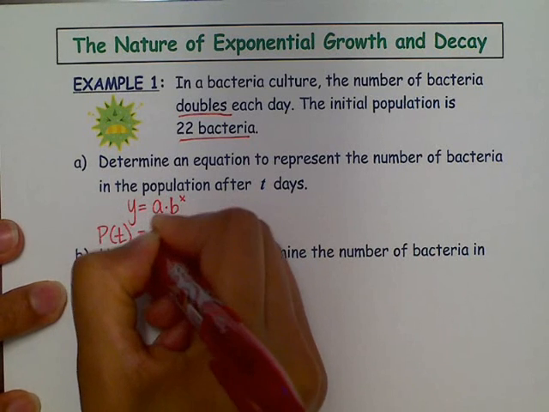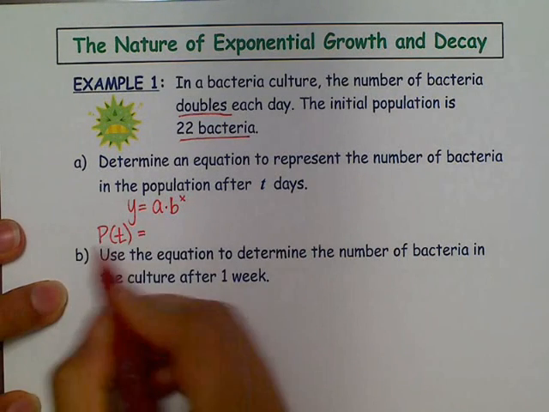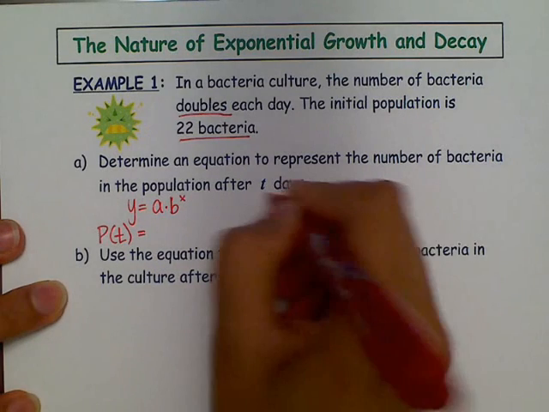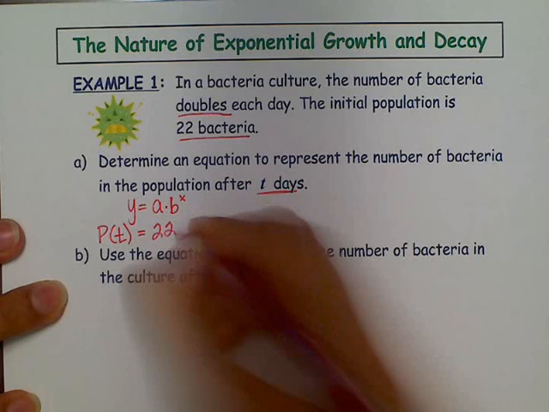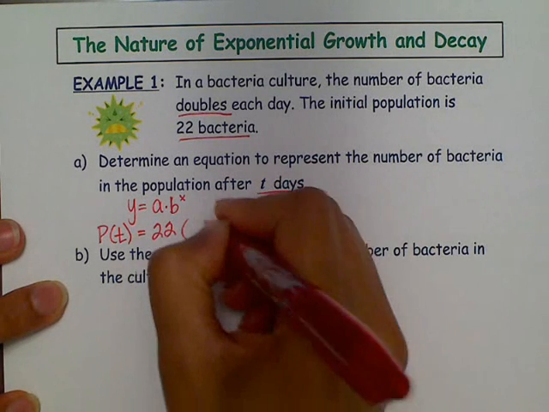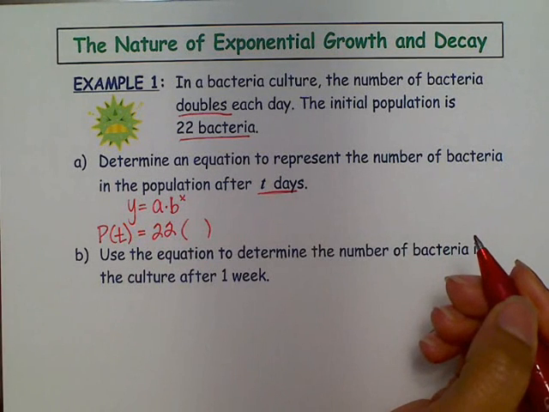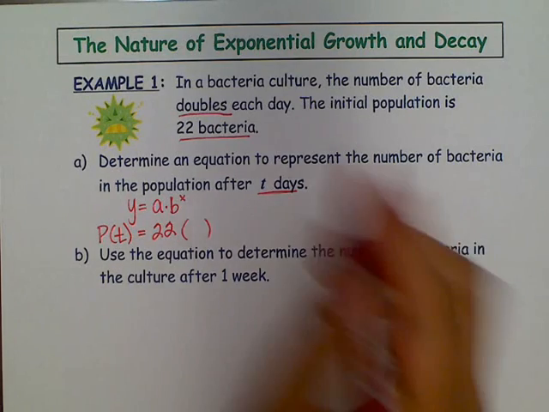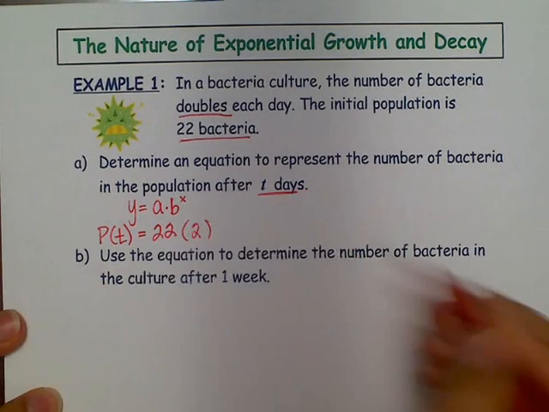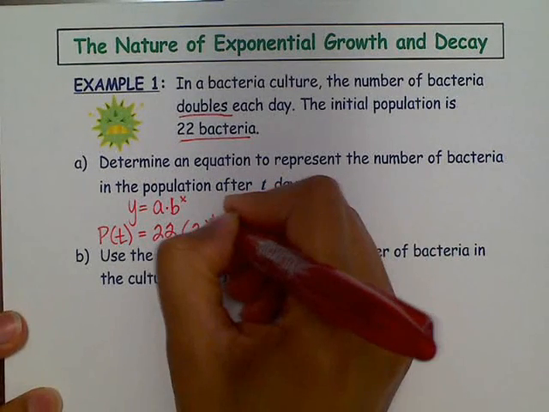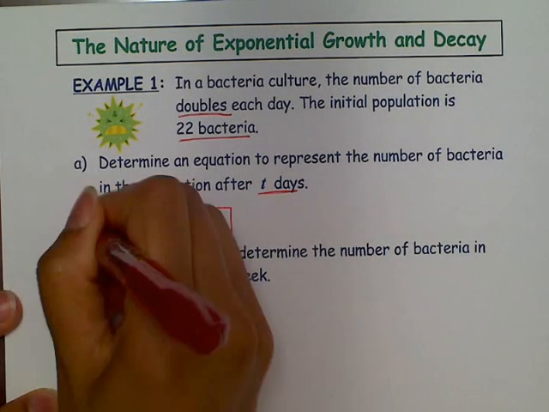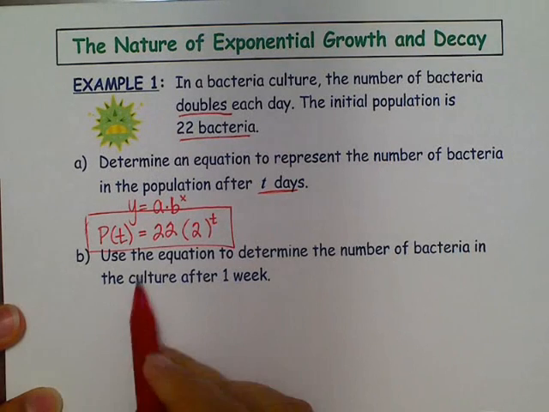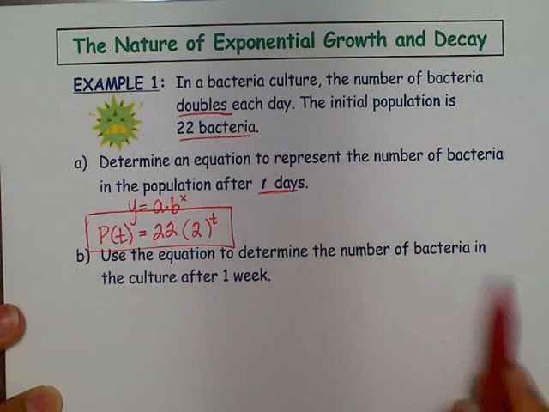And because I'm looking at a population, I'm going to write this as P of T equals, okay, so the population over time in days, I already know the time is in days, is equal to 22 bacteria, because that's how much I have initially, times whatever the amount is that I'm going to be multiplying by each time. And in this case, because it's doubling, I'm going to be multiplying by 2 each time, to the exponent T, depending on the number of days that the bacteria is growing.